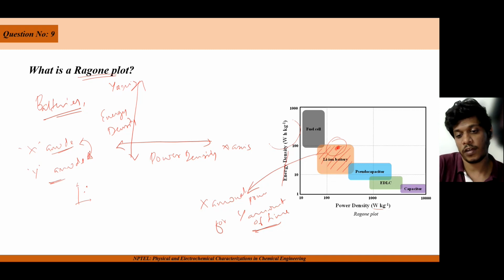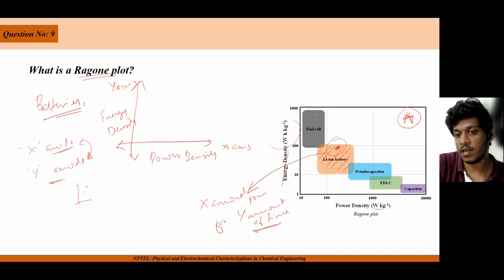So the ideal way to go forward is we need to get into this area with a very high power density as well as very high energy density. You can see that capacitors have very high power density, but they lack the energy density, which implies that capacitors can deliver a huge amount of power in a very short time, but the amount of energy that capacitors can actually store is very less.